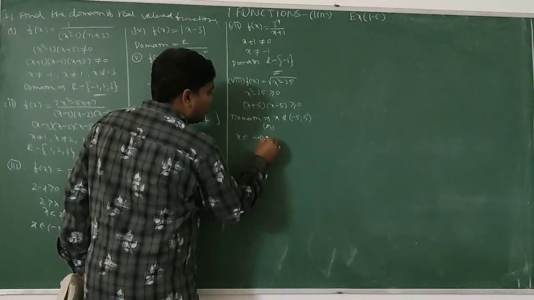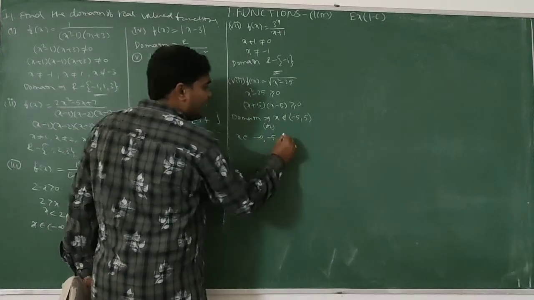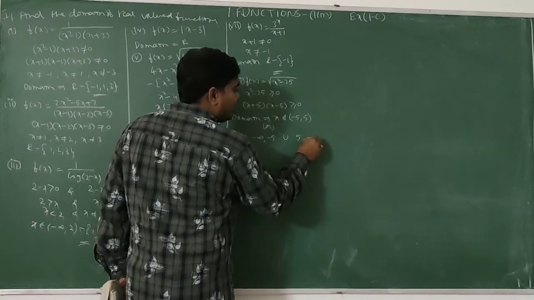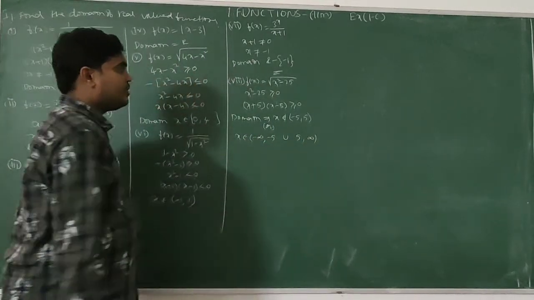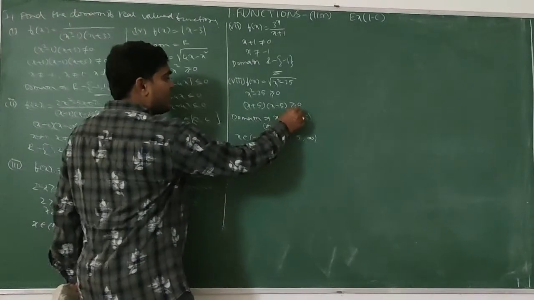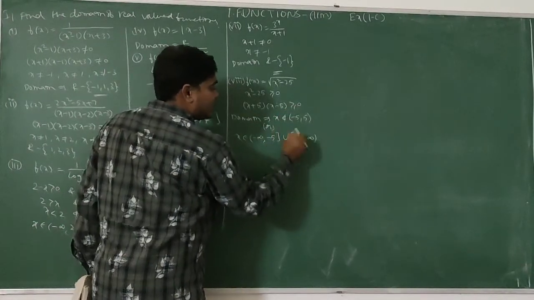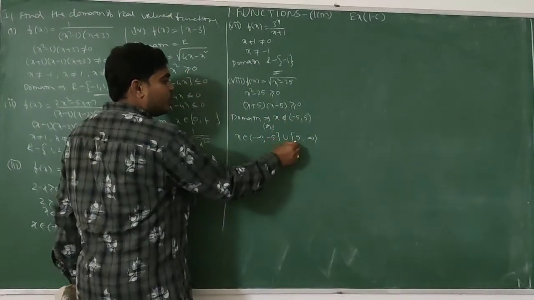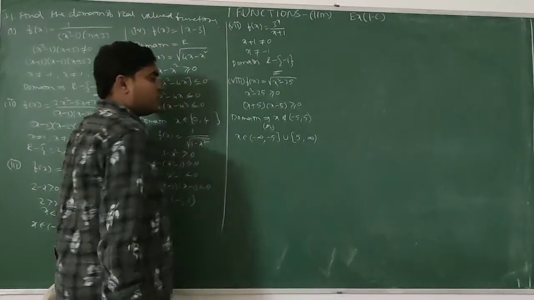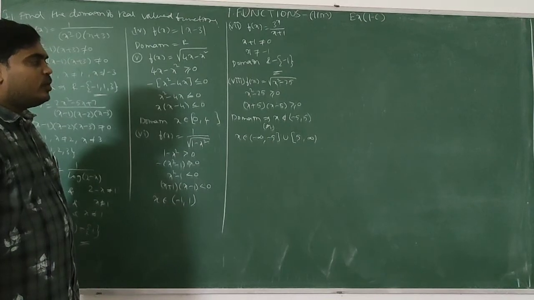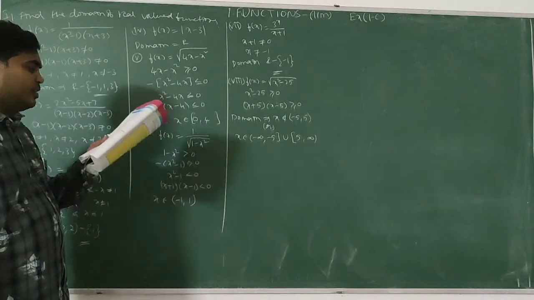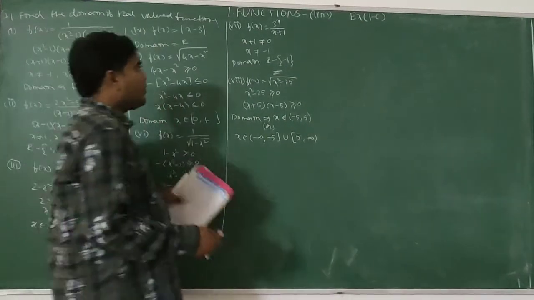Minus infinity to minus 5 union 5 to infinity. Minus infinity and plus infinity are always open brackets. Since it is equal, we are taking closed brackets at the ends. So this is closed, this is closed, this is open, this is open. So minus infinity to minus 5 closed, 5 to infinity open. Okay, next, ninth one.